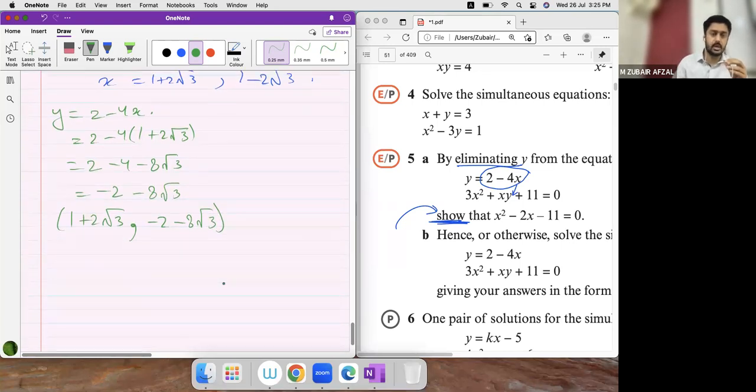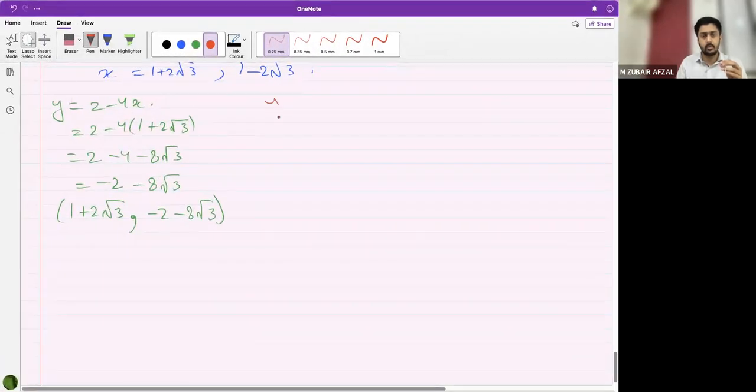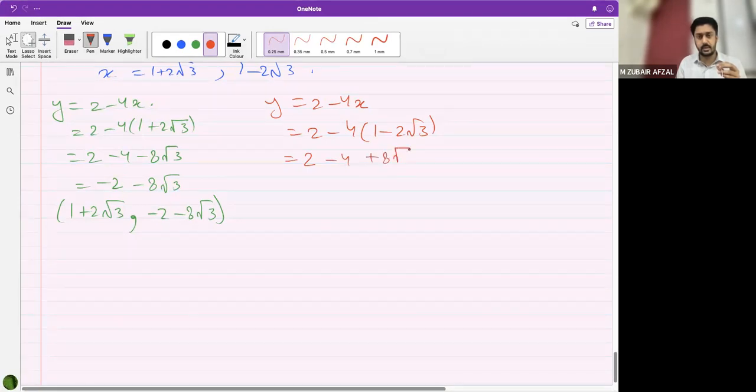Going for the other value, the other half, y is equal to 2 minus 4x. So 2 minus 4 into 1 minus 2 square root 3 is 2 minus 4 plus 8 square root 3, which is minus 2 plus 8 square root 3. So when x is 1 minus 2 square root 3, y is minus 2 plus 8 square root 3.